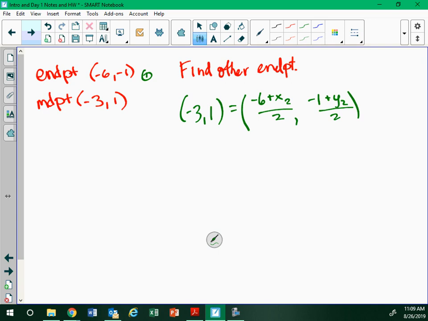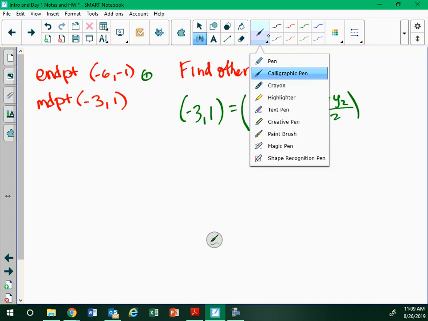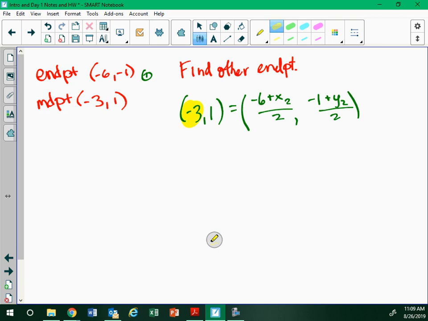So I have my midpoint, but I just have one of the endpoints. Well, what we've got here is that we actually have two equations in here. My x equals the x equation. So I have -3 equals -6 plus x sub 2, over 2. Sweet. We could solve for our x value there, right? Multiply by 2, -6 equals -6 plus x sub 2. Add our 6 over and we get x sub 2 equals 0.